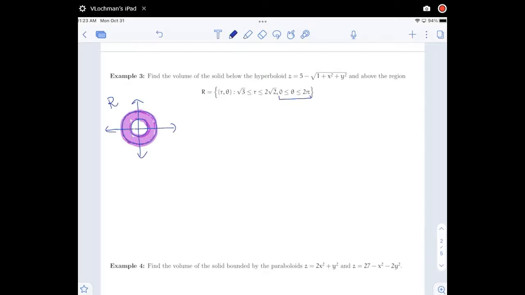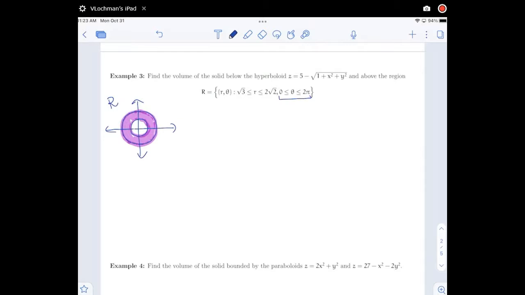Here's your r, and also look at the function 5 minus square root of 1 plus x squared plus y squared. If we were to integrate this with respect to x and y, it doesn't even matter what the limits of integration are. This would be hard. I don't even know how I would go about it, because the u substitution would not work here. So this would be challenging to just do by hand.